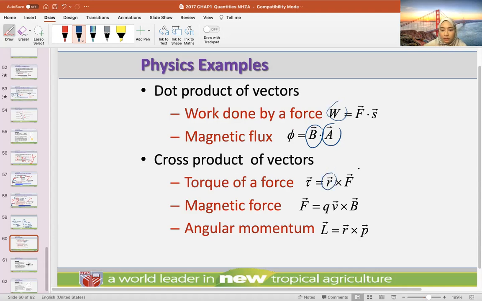Then we have torque. Torque is arm length times force, so vector, and then you have the QV times magnetic field. You get the magnetic force, angular momentum. Nanti kita akan belajar semua ni, don't worry. Basically, what you need to know is cross product gives you a vector, dot product gives you a scalar.